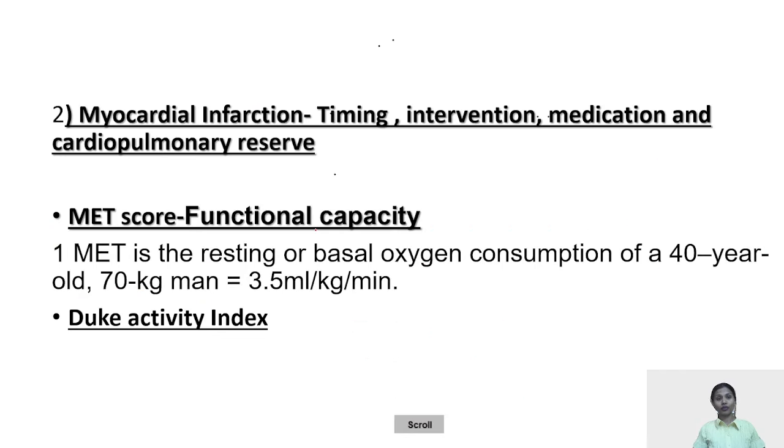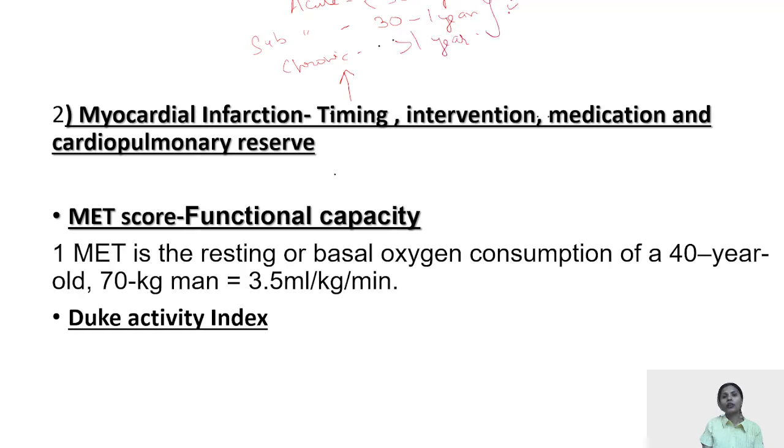Moving to the second condition, that is the myocardial infarction or acute coronary syndrome. When we are dealing with a patient of myocardial infarction, there are four things that we have to keep in mind. First is the timing of MI, which could be an acute MI within 30 days. Less than 30 days, the patient had suffered from a MI. Subacute MI, the patient had suffered from an MI between 30 days to 1 year. And chronic MI, which is more than 1 year.